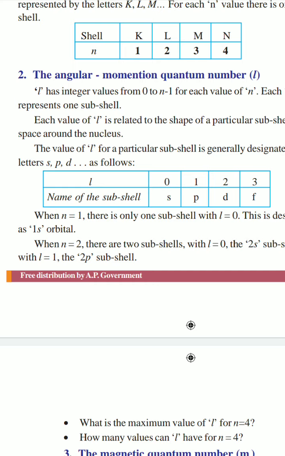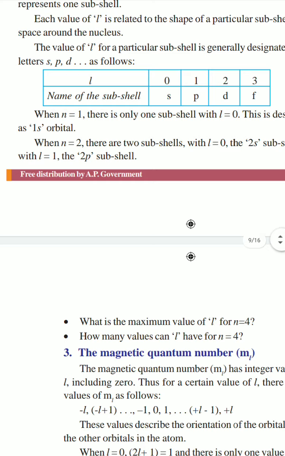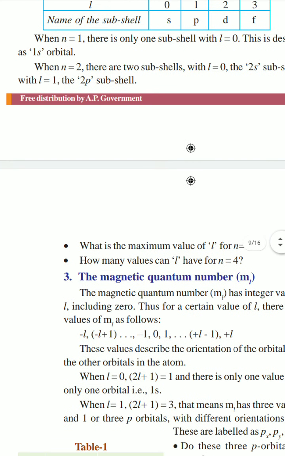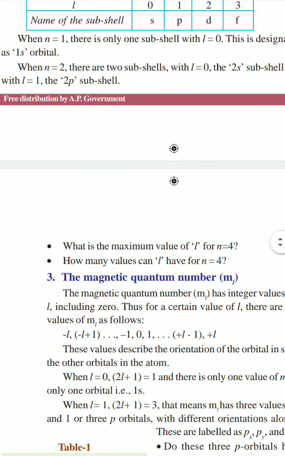So like that, according to the principal quantum number and angular momentum quantum number, we can get in which main shell and in which subshell the electron will be present in the atom. These we can understand by using these two quantum numbers, and the next two quantum numbers we can take up in the next class.